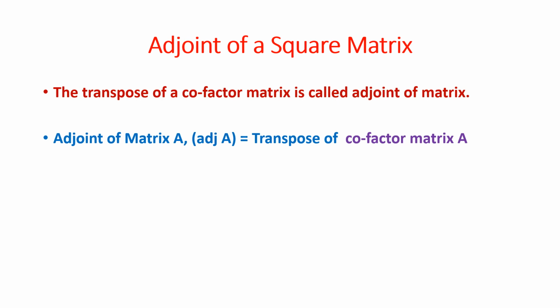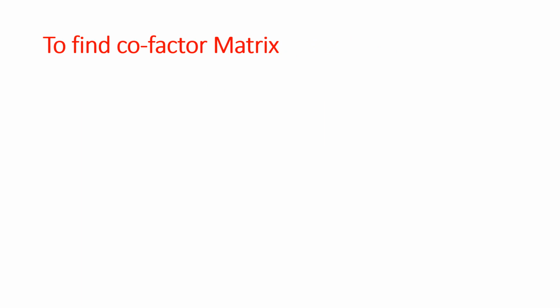So see how we have written in the next line, adjoint of a matrix A. The symbol that we use is ADJ. That means it is adjoint of A, that is equal to the transpose of the cofactor matrix of A. So before going to the adjoint of a square matrix, let us know how to find the cofactor matrix.